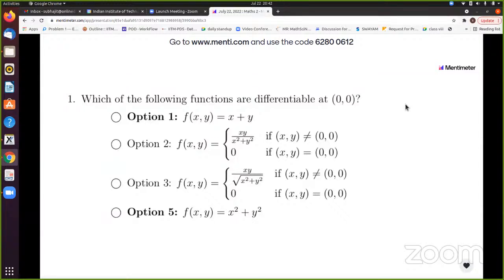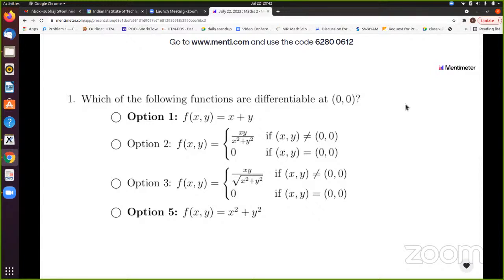Sir, I'm audible? Yes, now you are audible. Sir, I'm asking, if in the question it asks whether it is continuous or not, then we solve for that. Exactly. Then you solve for continuity, that is, whether the limit exists and is the same as the functional value. That is the definition of continuity, right? So in that case, you solve for continuity.